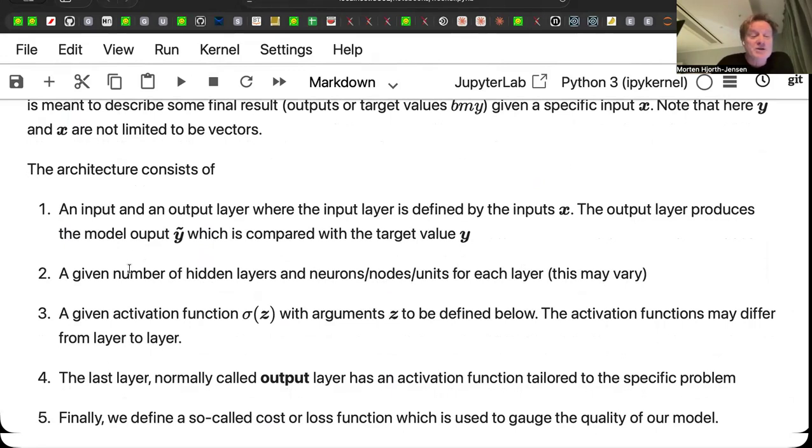Oh, there is a typo here. Sorry for that. I will correct that one. And then this is compared through the cost/loss function or error function. It's then compared with a target value y, which are the data we want to reproduce.